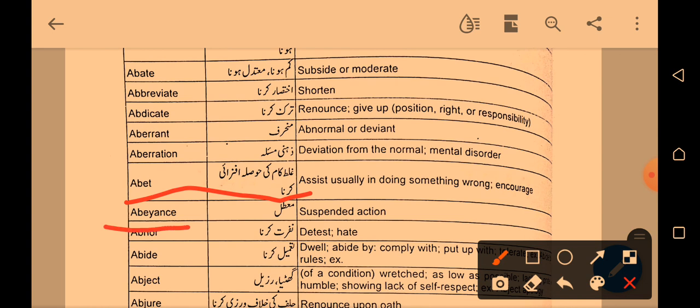Another word we have is abeyance. Abeyance means to remove, to suspend action, to suspend. In that condition we call it abeyance.